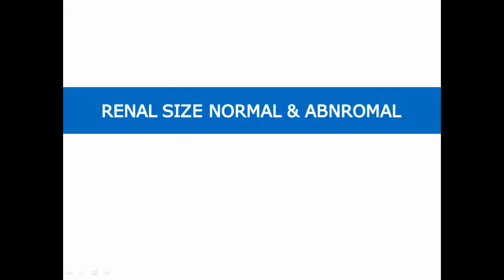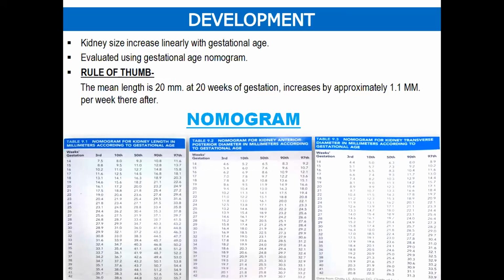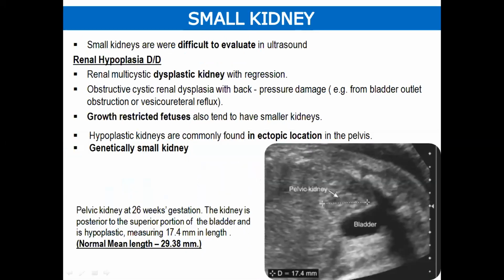The renal size can be small or large, and this nomogram helps guide us in labeling a small kidney or a large kidney. This is the AP, transverse, and length measurement, so we can take the help of nomograms to assess this. Small kidneys are difficult to evaluate on ultrasound. For renal hypoplasia, the differential diagnosis includes dysplastic kidneys, a growth restricted fetus, ectopic location in the pelvis, and genetically small kidneys. Small kidneys can be only small in size, but otherwise normal.